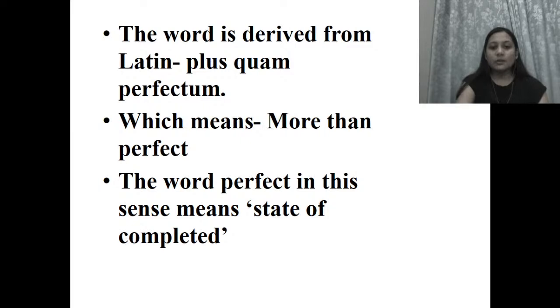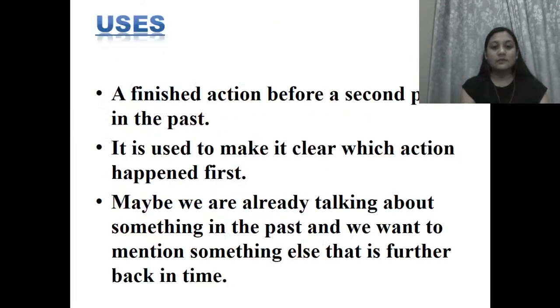Perfectum का मतलब है which means like more than perfect. और in English grammar, perfect का मतलब है state of completed, like this completion of any of the action. आप कभी भी present perfect tense पढ़ रहे हैं, past perfect पढ़ रहे हैं, perfect continuous, whatever you're reading, in grammar, it simply means state of completion. Now, a finished action before a second point in the past.